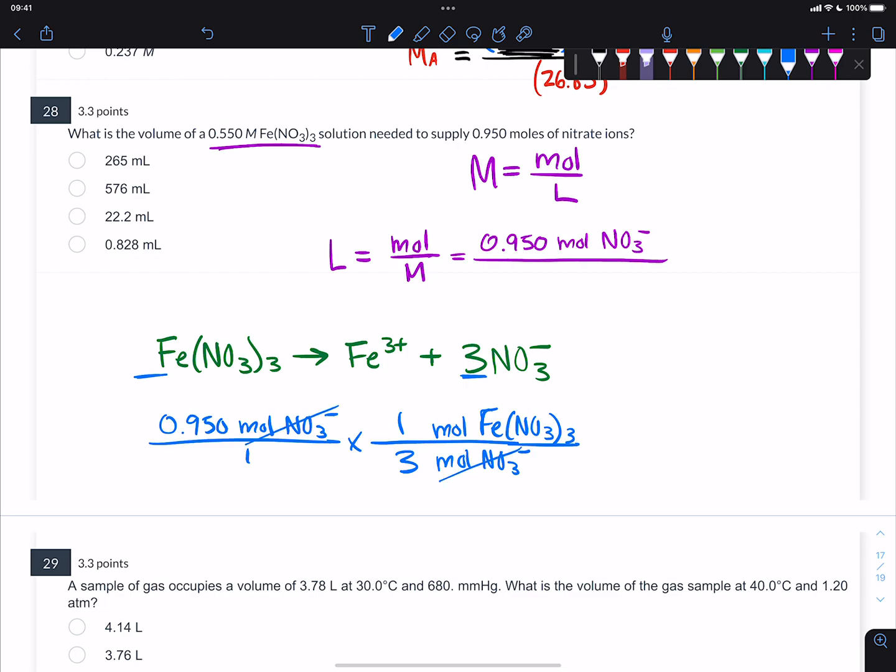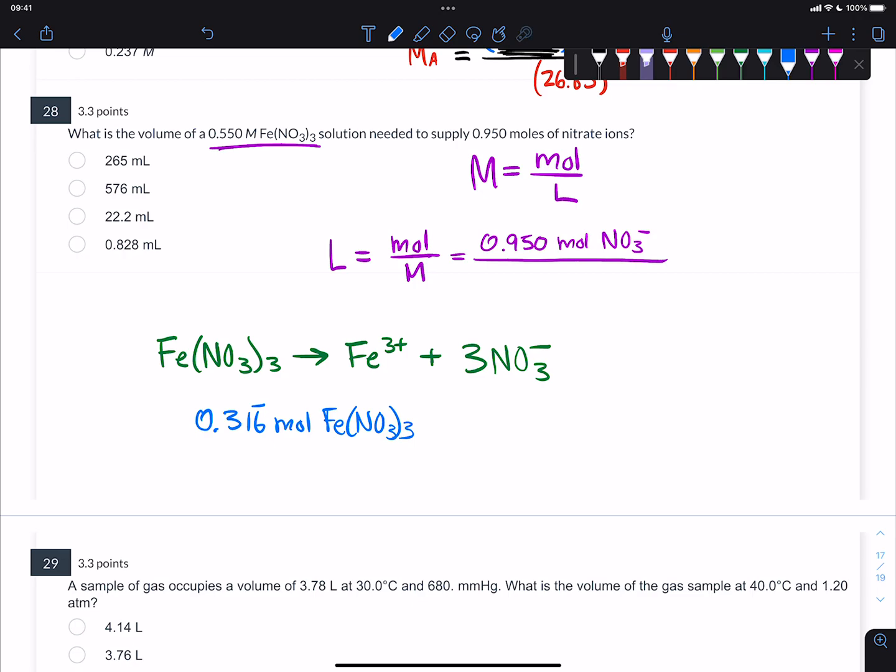0.950 moles of nitrate. How many moles of iron 3 nitrate would that be? Let's do our division. 0.950 divided by 3. We're going to get 0.316 repeating moles of the iron 3 nitrate. So this is how many moles of iron 3 nitrate you require for this many moles of nitrate ions. And it makes sense because for every 1 mole of iron 3 nitrate, you get 3 times as many nitrate ions, so you only need 1/3 of the iron 3 nitrate to give you this many nitrate ions.